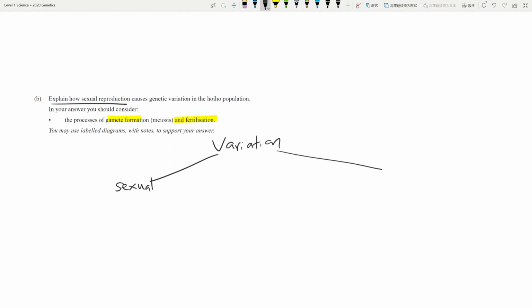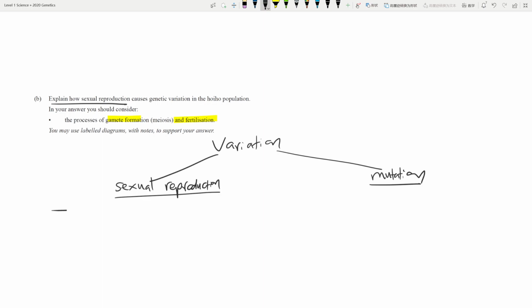if they ask you a question in previous years, they probably will change it a little bit in the following year. They're not going to ask exactly the same question next year, but sometimes you can be surprised how similar the exam papers are year to year. But these are the two big factors that cause variation. One is sexual reproduction, one is mutation. Now, in this case, you don't need to talk about mutation, because that's not part of the question. They talk about how sexual reproduction works.